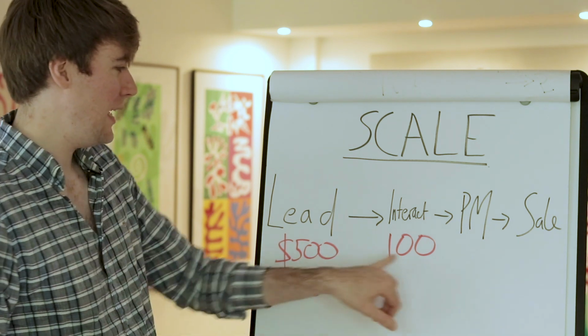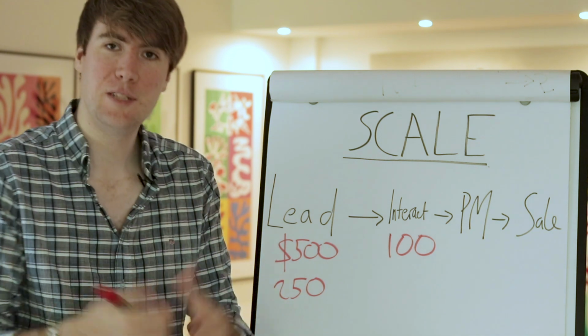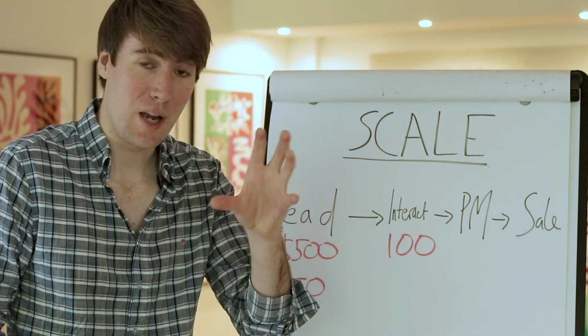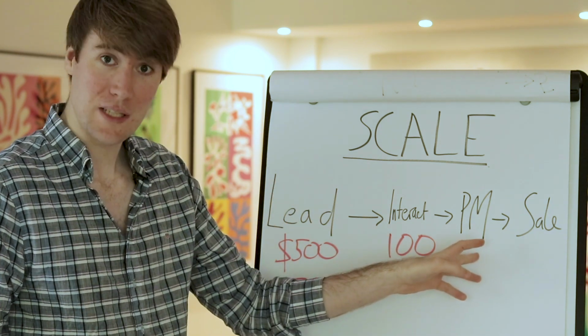So 250 leads, 150 people interact, and then sooner or later, after you've bonded with these people, you've shared some content with them, you could do a post like I mentioned in video 2 to get them to send you personal messages, right?